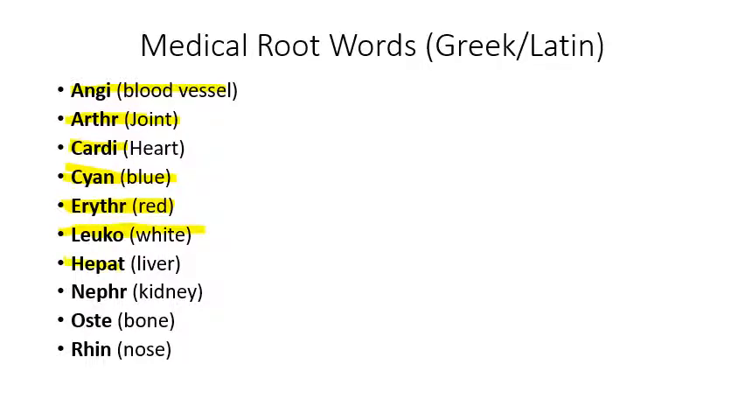The word hepat is a word that's used to refer to the liver. The prefix nephra or nephro refers to the kidney. The word osti or osteo refers to the bone, and the word rhine or rhino refers to the nose. Rhino, of course, is easy to memorize because you just think of a rhinoceros.